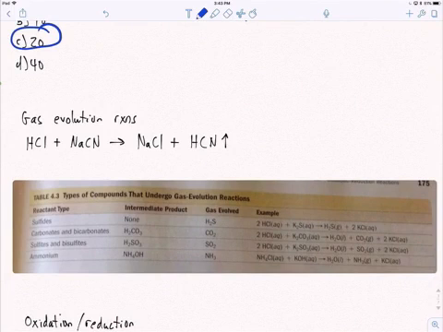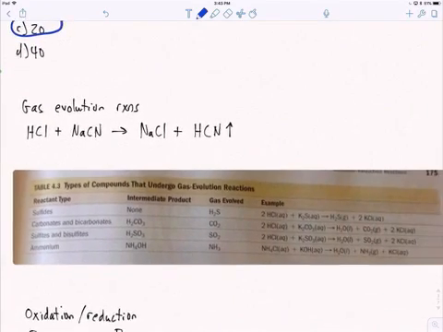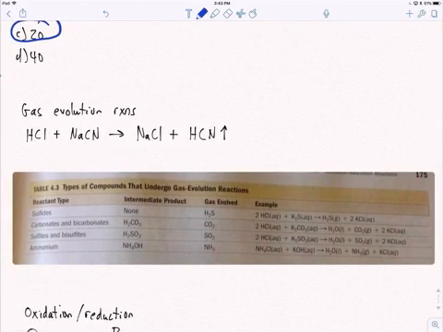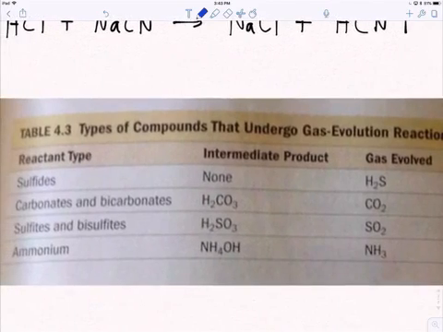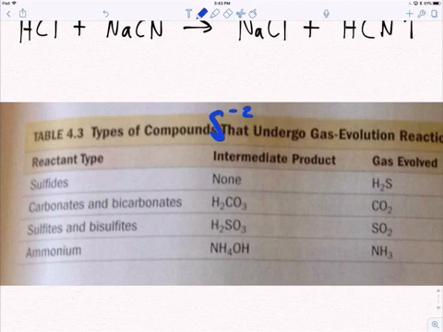So there's other gas evolution reactions. Sulfides: you mix sulfides and acid, hydrogen sulfide is released. And hydrogen sulfide smells like rotten eggs. It smells terrible, really, really bad. And we haven't talked about oxidation states yet, we're going to talk about it next. Sulfur in the -2 state.